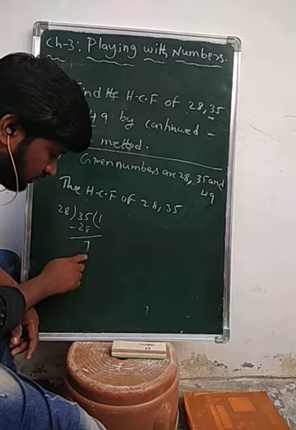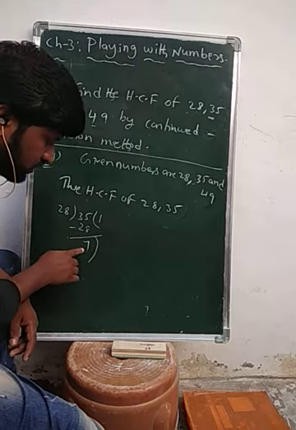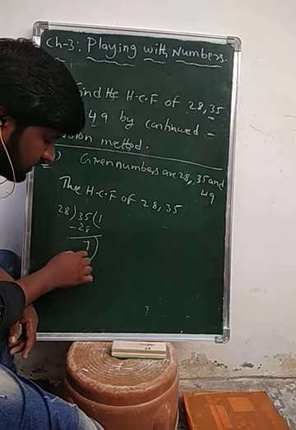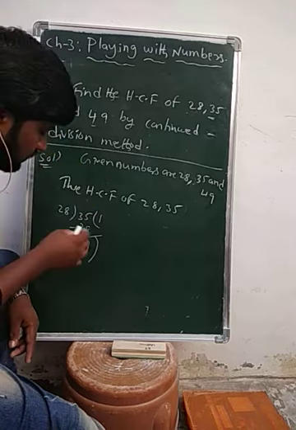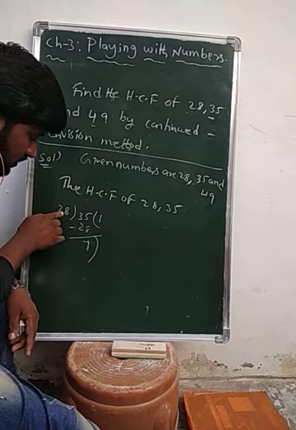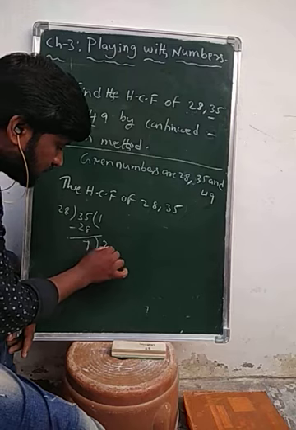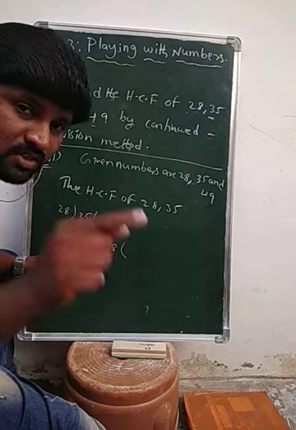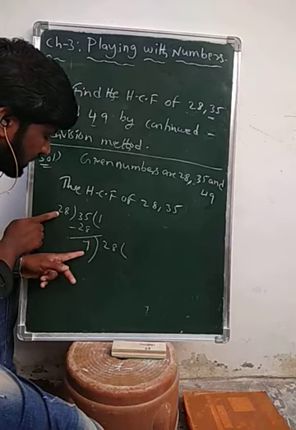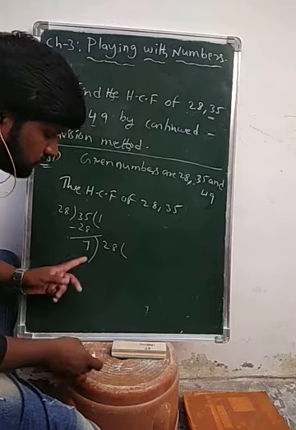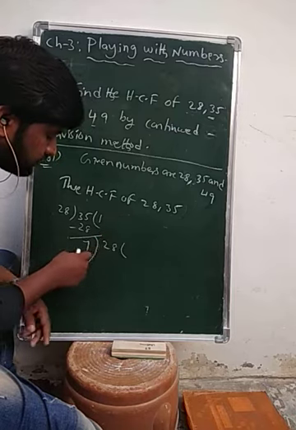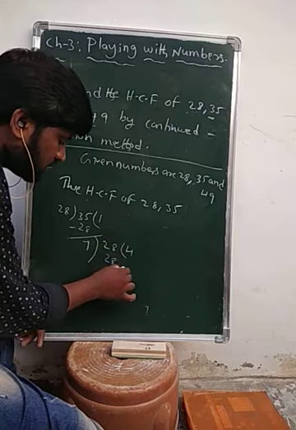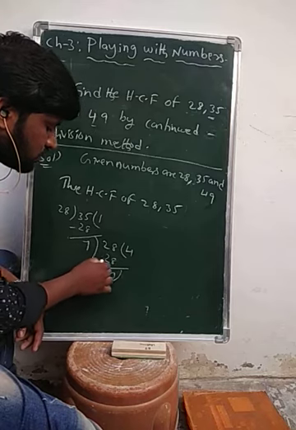Now this 7 acts as a divisor. The remainder 7 acts as a divisor, and the divisor 28 acts as a dividend. Is it clear, my dears? Now again continue your division. By reading the 7 table, 7 fours are 28. So the remainder is 0.